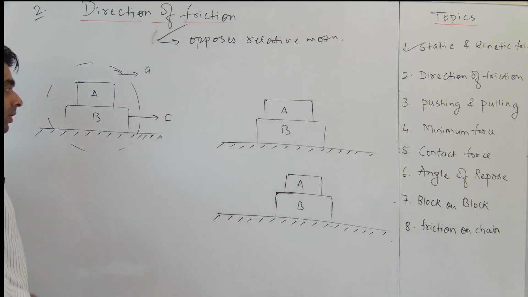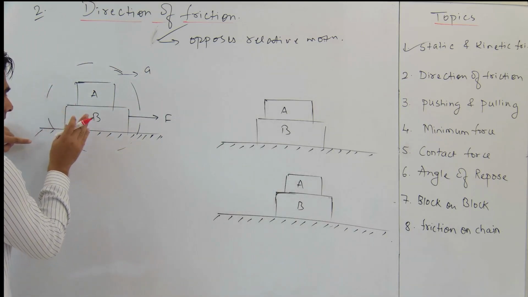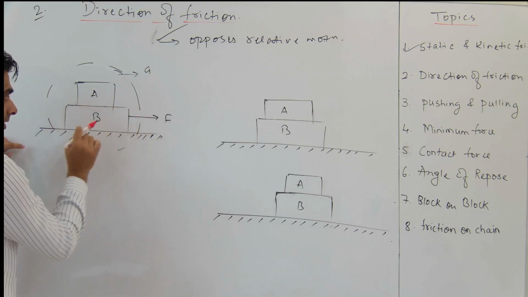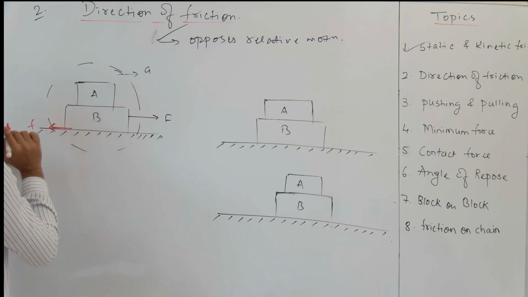So what will be the direction of friction? Now as you can see, this B block is moving forward towards the right with respect to the ground. So where will the friction be? Friction will be on the left side on B.